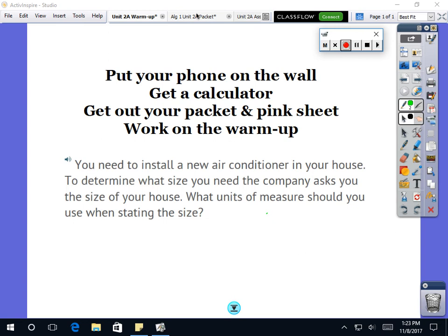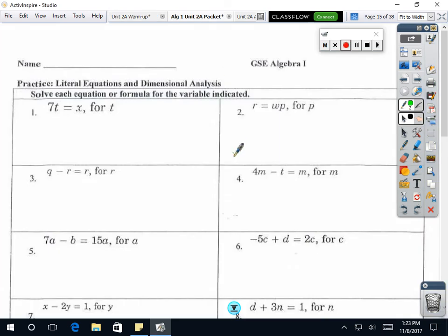Okay, now let's turn to page 14 in your packet. Today we're going to be talking about literal equations. We're going to solve the equation for a specific variable, and they tell you which variable to solve for. Like, look at number 1. 7t equals x. Over here, this means solve for t.